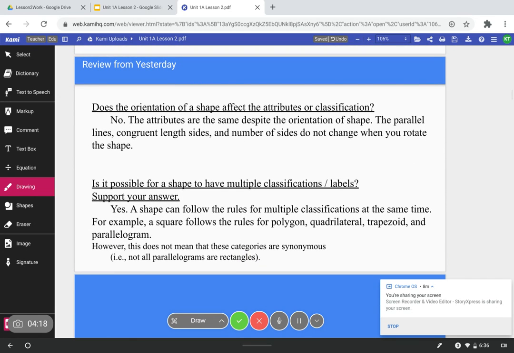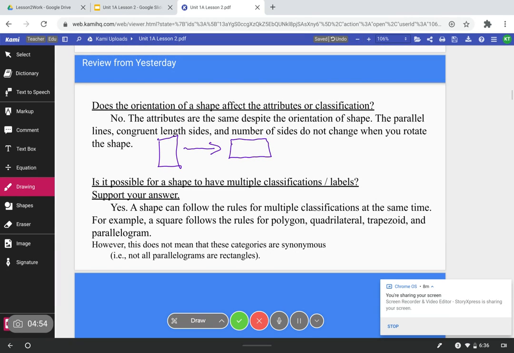Does the orientation of a shape affect the attributes or classification? No. Remember that the attributes are the same despite the orientation of the shape. The parallel lines, congruent length sides, the number of sides do not change when you rotate a shape. This rectangle is going to be a rectangle and have all the same attributes even if you rotate it to be on its side. It's the same rectangle. We just moved it.